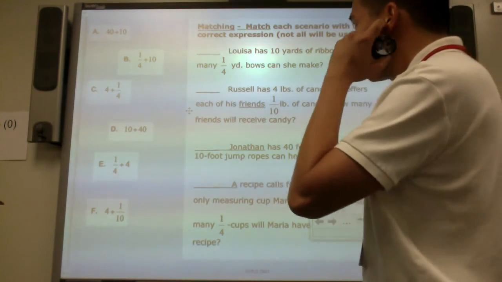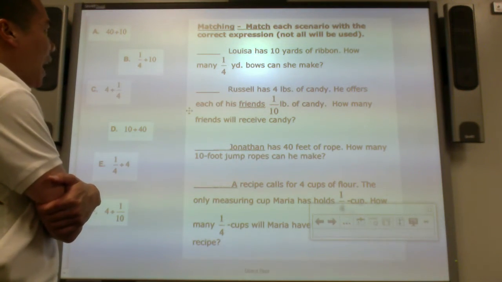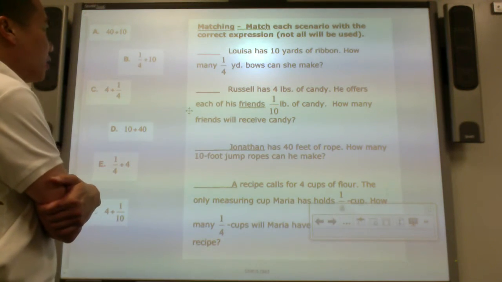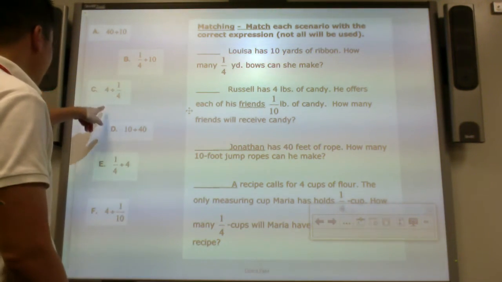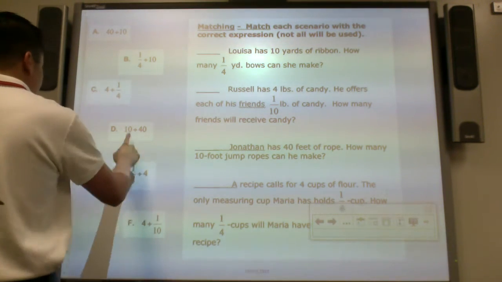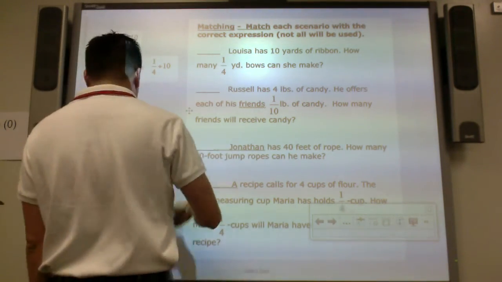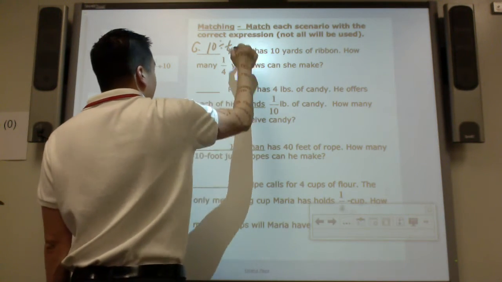So let's match this first. Louisa has 10 yards of ribbon. How many fourths, or 1/4 yard bows, can she make? So it's asking, you have 10 yards, you're dividing it into fourths. Do I see it here? I think we're missing one. We're missing G. So there would be a G that says 10 divided by 1/4.